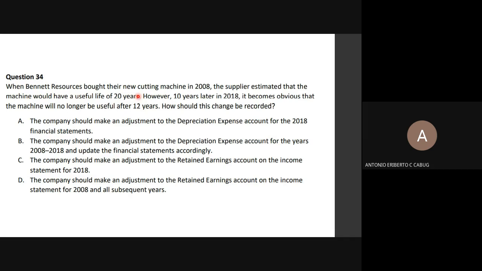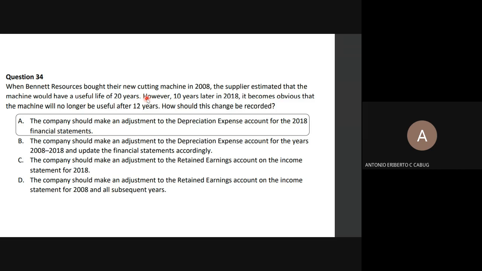Okay. Alam nyo naman na yung change ng useful life, that is only a change in estimate. A change in useful life is only a change in estimate. A change in estimate will be adjusted for only prospectively. Pag sinabing prospectively, the current year up to the future. Wala kang babaguhin sa past.